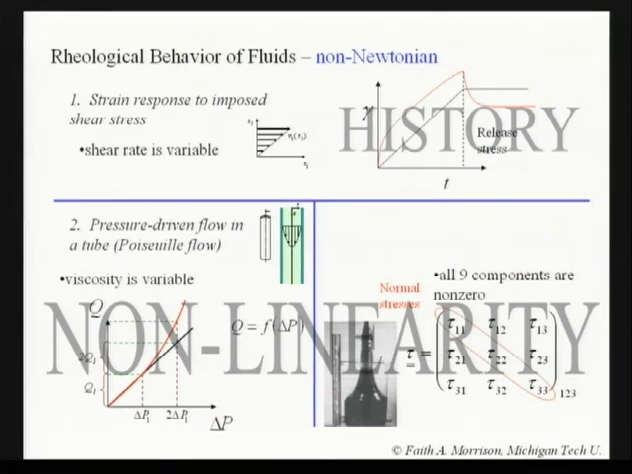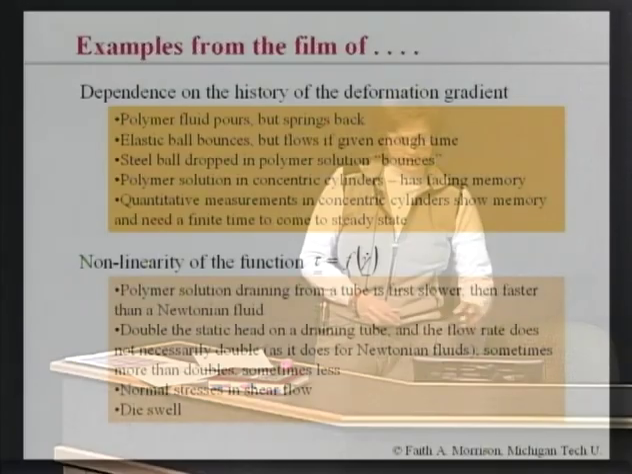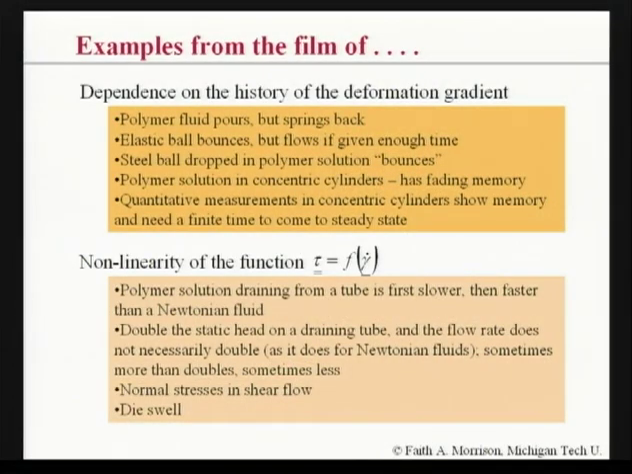One is that the material can remember past configurations, like this ball of silly putty can remember it used to be a ball, but by now it's been flowing and it's got a flat bottom. So now it's flat on the bottom and rounded on the top because it's been flowing for these 30 minutes that we've been talking. So for later, I don't need to go through all of these, but these are examples from the film that I've categorized into two categories, the history of the deformation and nonlinear effects, and you'll see lots of these examples.